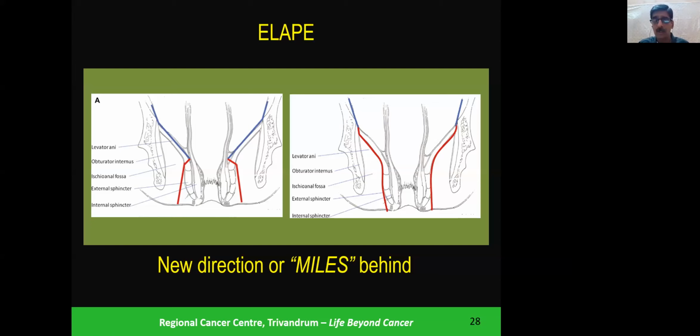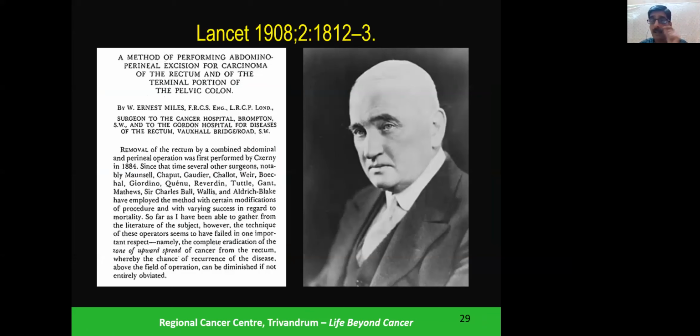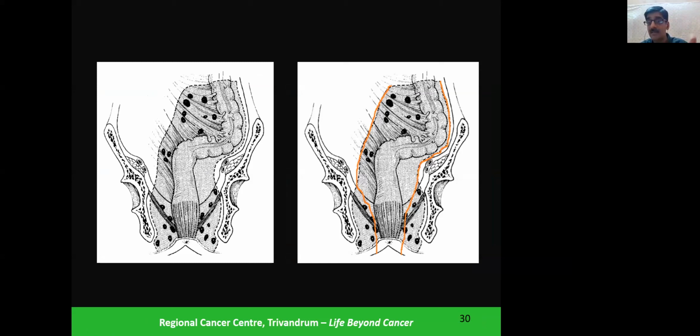But you should critically analyze it. It is not a new wine in a new bottle. It's an old wine in an old bottle. Why do I say this? If you look at the original article published in the Lancet in 1908 by the famous Ernest Miles, this is a picture that Ernest Miles drew in his article. This is the way he advised us to do APR. That is, in the lateral lower part, he advised us to cut the levators as laterally and take out all the nodes in the mesorectum or in the perirectal tissue in the lower part.